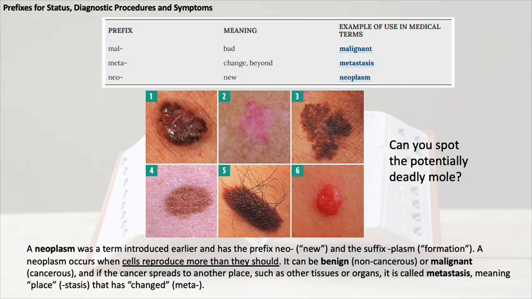Metabolic, we often see, right? So relating to, or pertaining to metabolism, so the chemical changes that are occurring in the body. So meta often will signal a transition or progression, change in condition, and especially in disease.